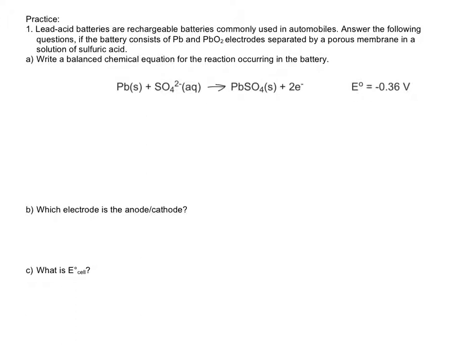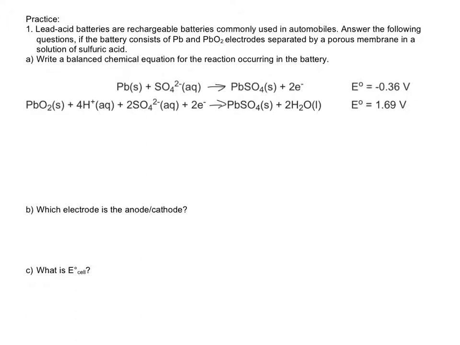Okay, and then the second half reaction is going to be PbO2 solid plus 4H plus aqueous plus 2SO4 2 minus aqueous plus 2 electrons is going to yield PbSO4 solid plus 2H2O liquid. Okay, and the cell potential for that one is going to be 1.69. Okay, so to get the balanced equation for the reaction, we just add the two together. So it's going to be Pb solid plus PbO2 solid plus 3SO4 2 minus aqueous plus 4H plus aqueous goes to 2 PbSO4 solid plus 2H2O liquid.